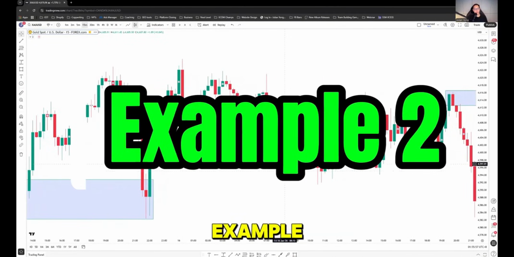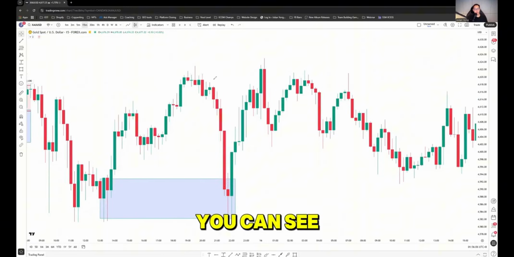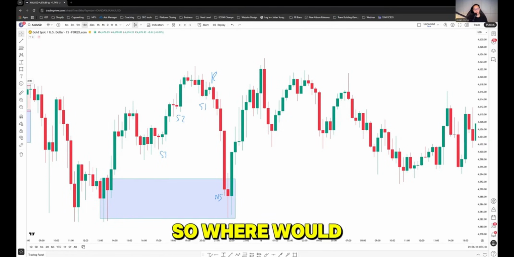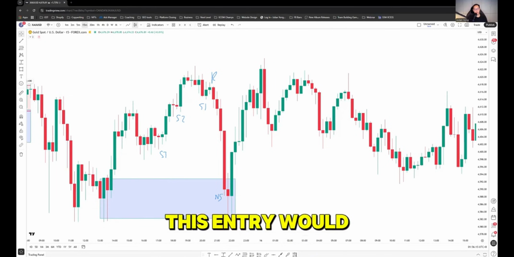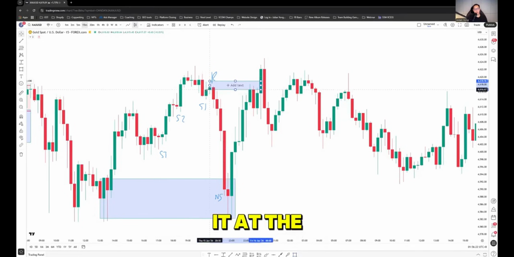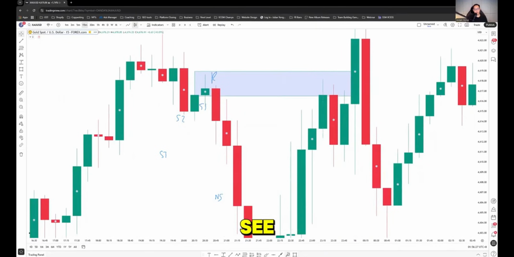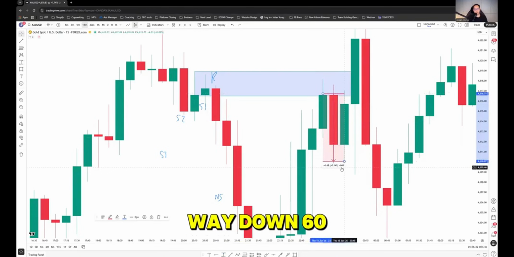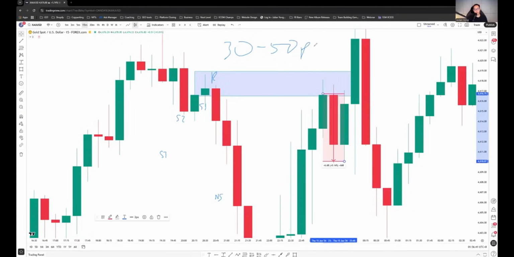Let's have a look at another example. So over here, you can see R, break S1, break S2, break S3 even, new support. So where would our entry be? This entry would be at the resistance over here. Normally I put it at the body to the end of the wick. And right here, what do we see? We see price tap into this area, went all the way down 60 pips, right? So we still hit our target of 30 to 50 pips.